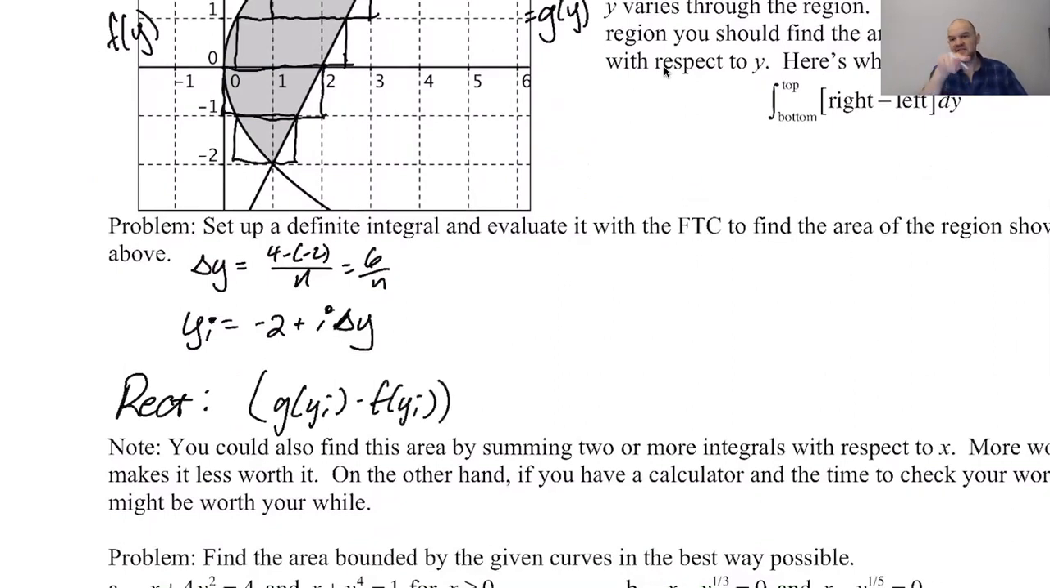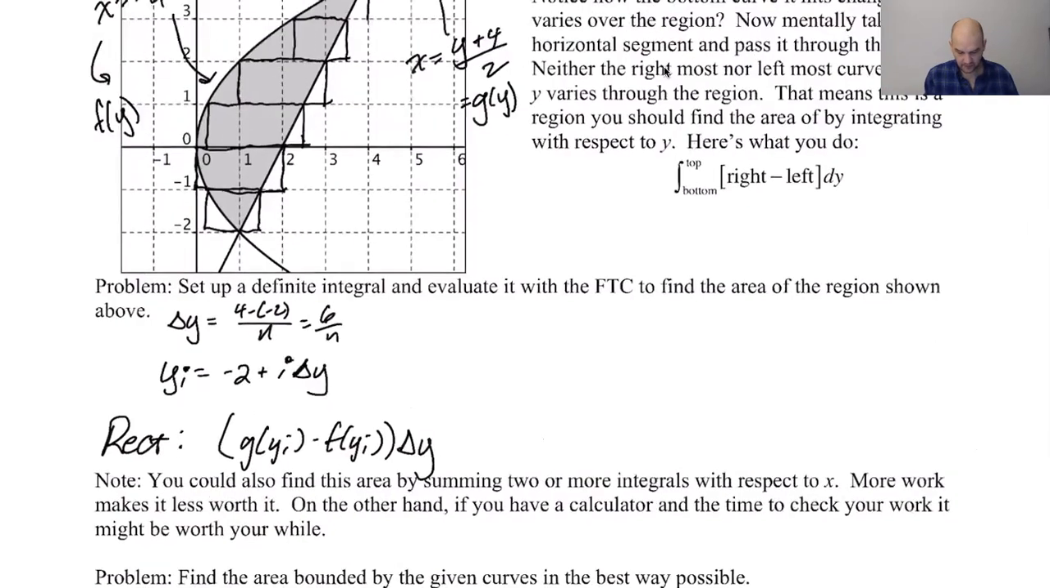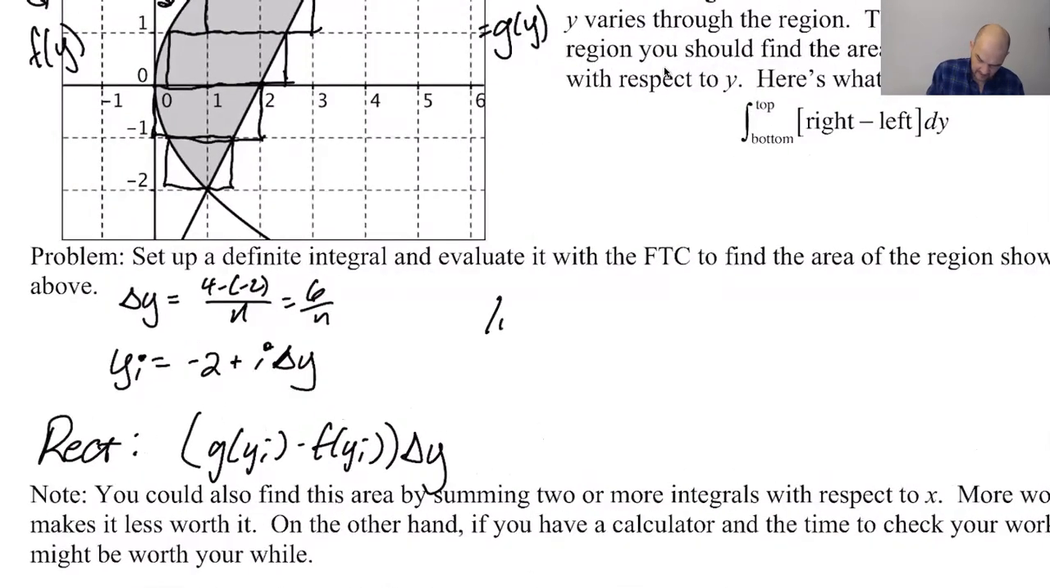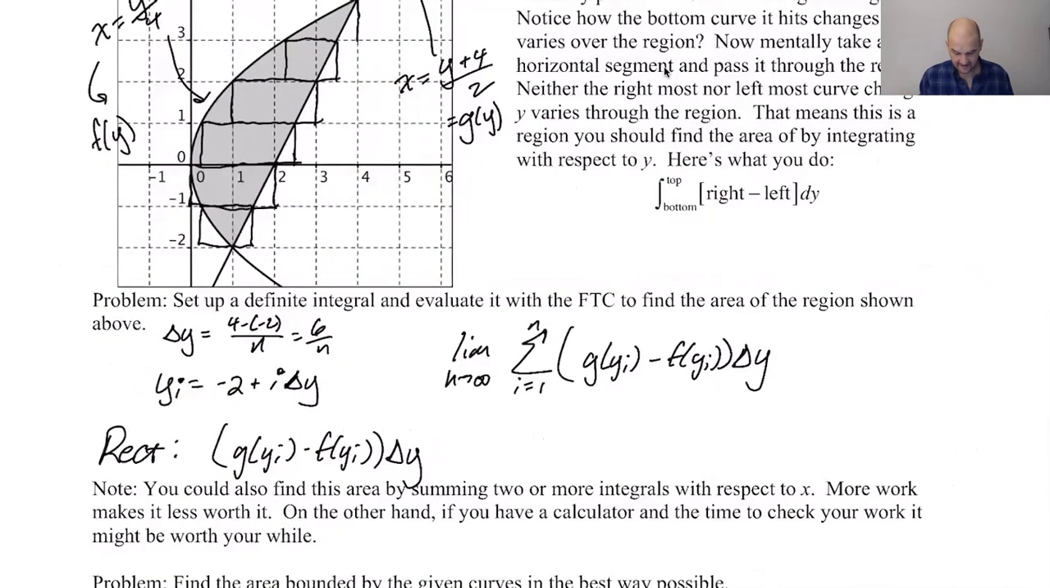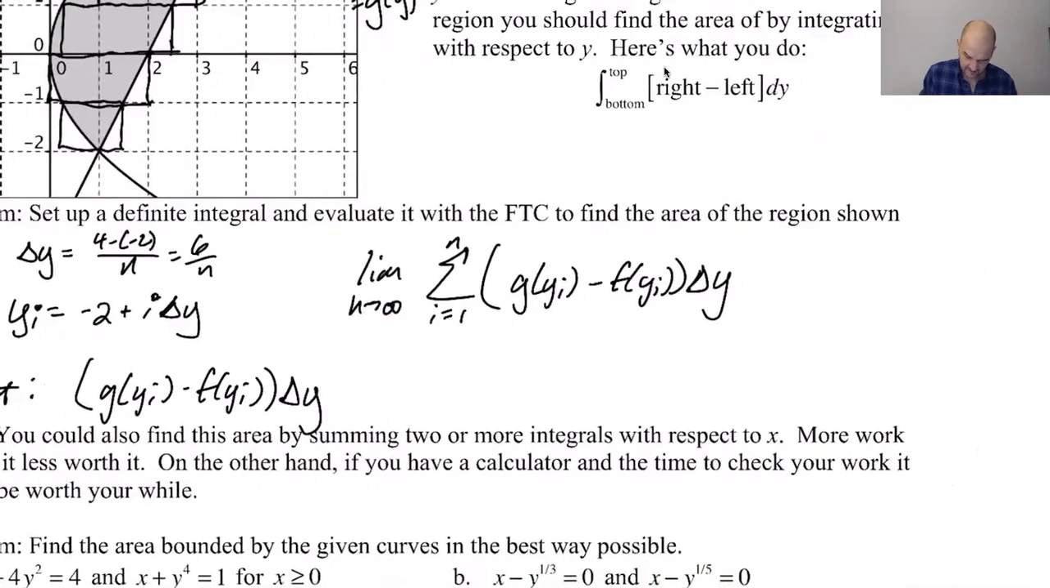That's actually kind of like the base, if you think the base is horizontal, and then delta y. So what I want to do is the limit as n approaches infinity of the sum of all these rectangles, from 1 to n of g of y sub i minus f of y sub i, delta y. Now when I do that, I know what's going to happen. It's going to become the integral from, so what did I do here?